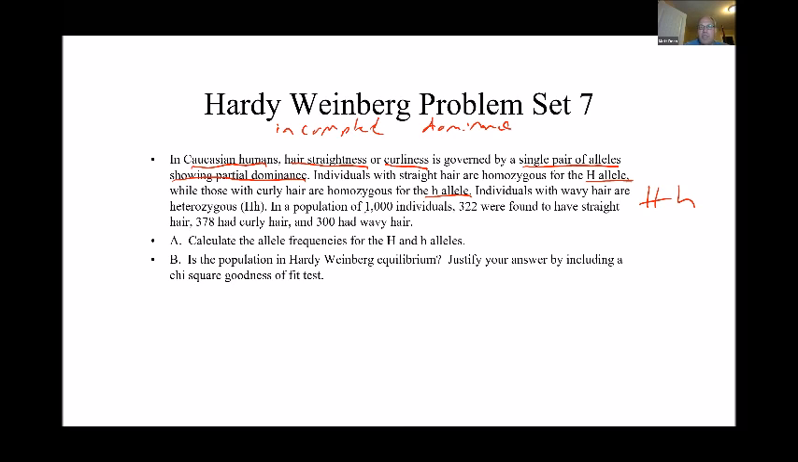So in a population of 1,000 individuals, 322 have straight hair, 378 have curly, and 300 have wavy. And we want to calculate the allele frequencies for big H and little h. And notice it doesn't tell us that this population's in Hardy-Weinberg equilibrium. It asks us, is the population in Hardy-Weinberg equilibrium, which means we're going to have to do some calculations. So I've already done some allele counting on the next slide, so I want to show you how that works.